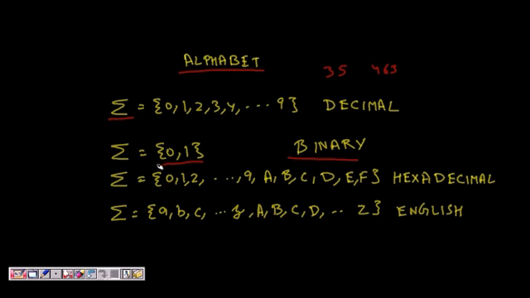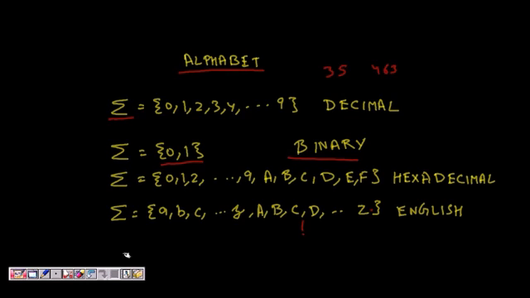For hexadecimal, we can represent our numbers using 0, 1, 2 till 9, then A, B, C, D, E, F. And for English, we have lowercase a, b, c till z, then uppercase A, B, C till Z. Then you also use something like dot, full stop, exclamation mark, all these. So these are all a set of symbols, which is called the alphabet of some particular language.